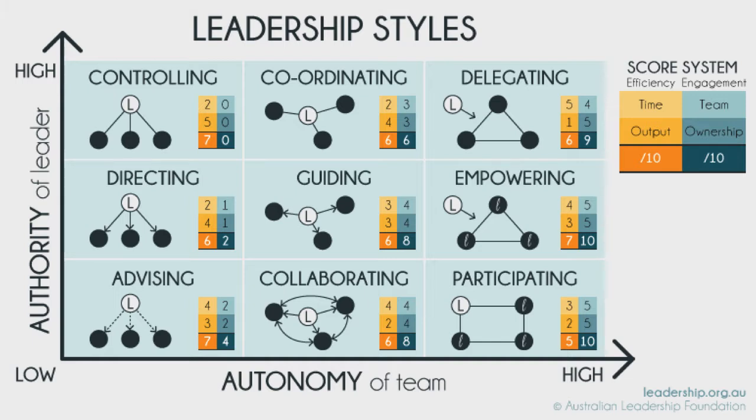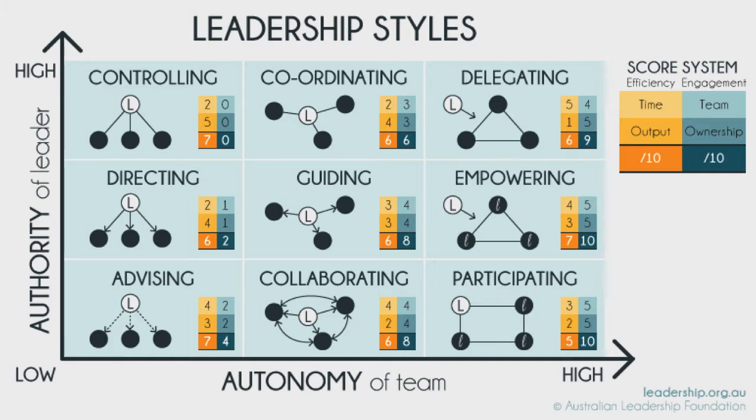The key is to look at the total scores. The total score in yellow represents efficiency, and the total score in green represents the engagement. And if you look at the chart, you will see the numbers are different. Some leadership styles have higher and lower numbers in certain areas.